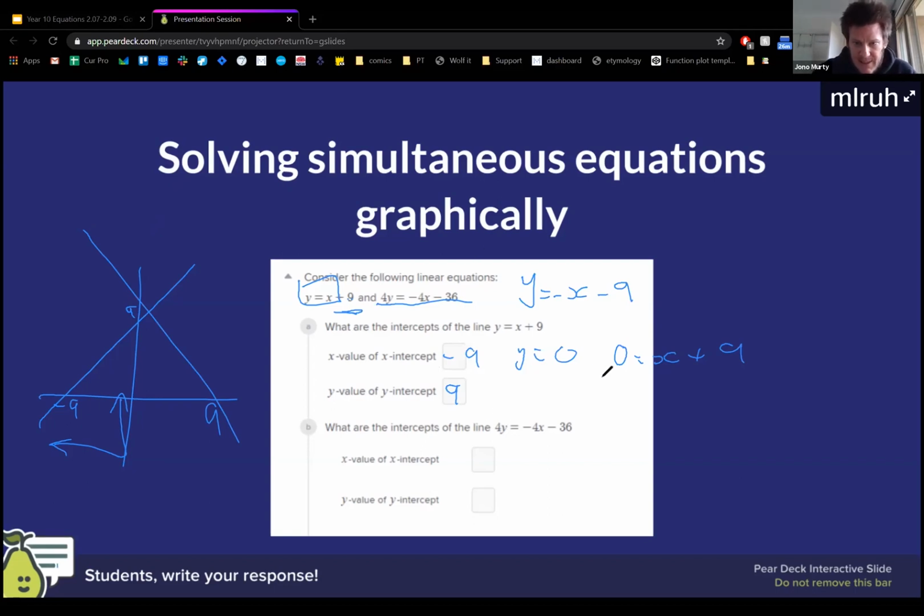Second one, we can see that in this form here, the y value of the y-intercept must be minus 9. And as a negative gradient, this will also be minus 9.